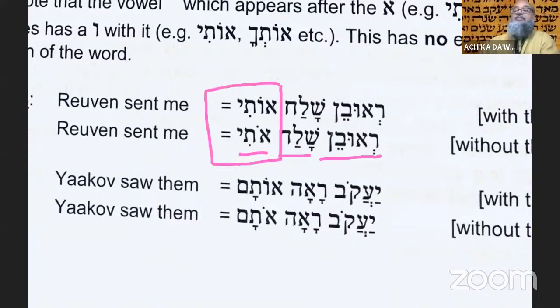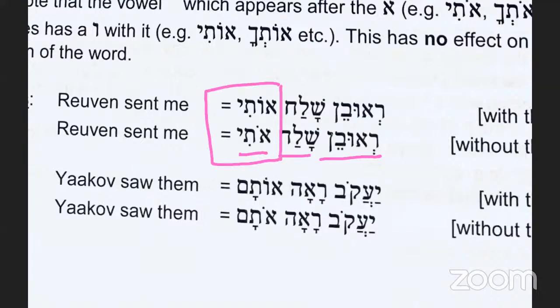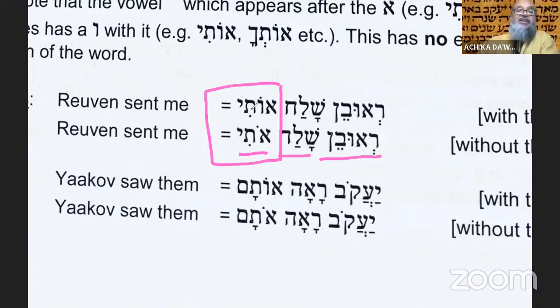What's the difference? The yod was added in the first. Right. So anytime the tav has a dot in it, it's a hard T sound. When it doesn't have a dot in it, it's a TH sound.